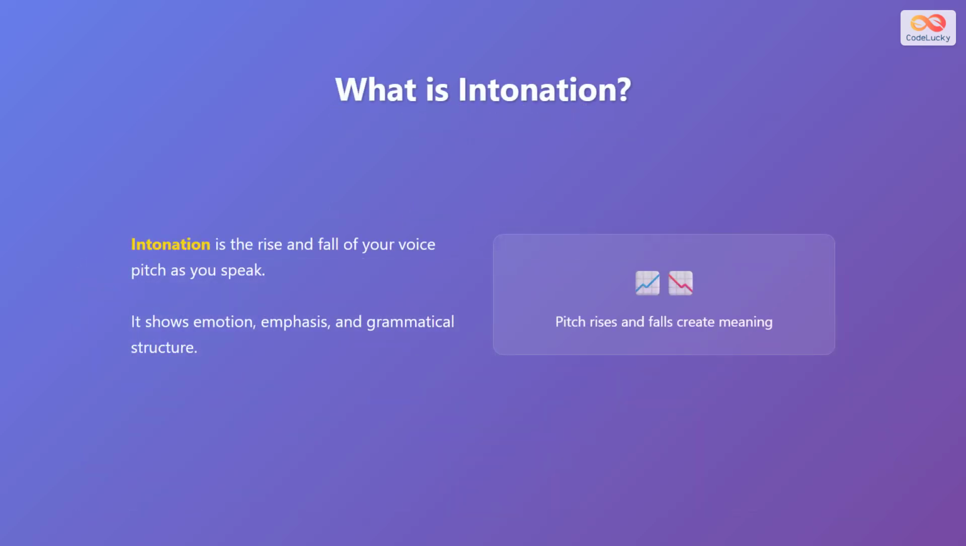Intonation is the rise and fall of your voice pitch as you speak. Think of it like the melody of your words. It shows your emotions, emphasizes important information, and helps show the grammar structure of what you are saying. In English, we use intonation constantly to communicate meaning, not just with words, but with our voice too.